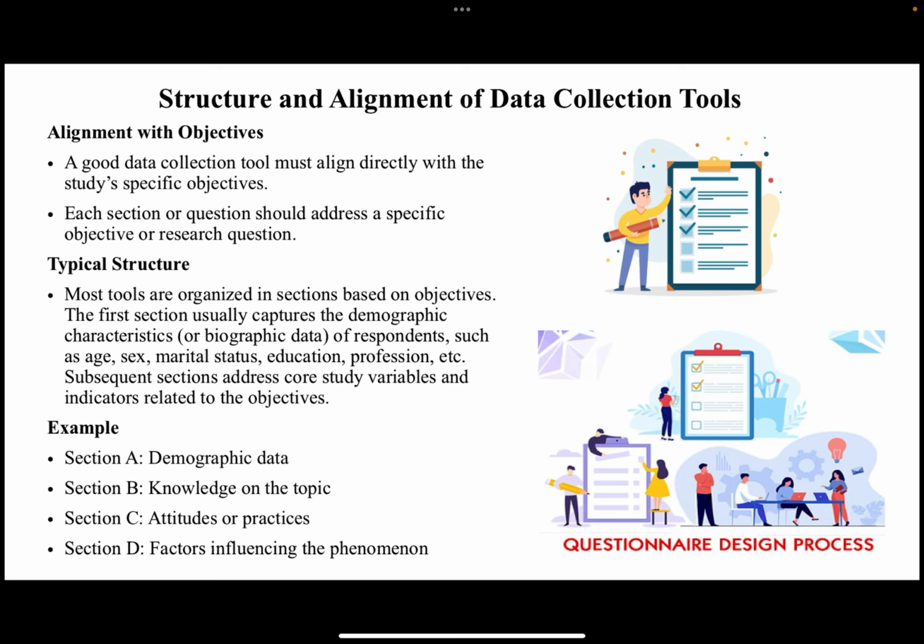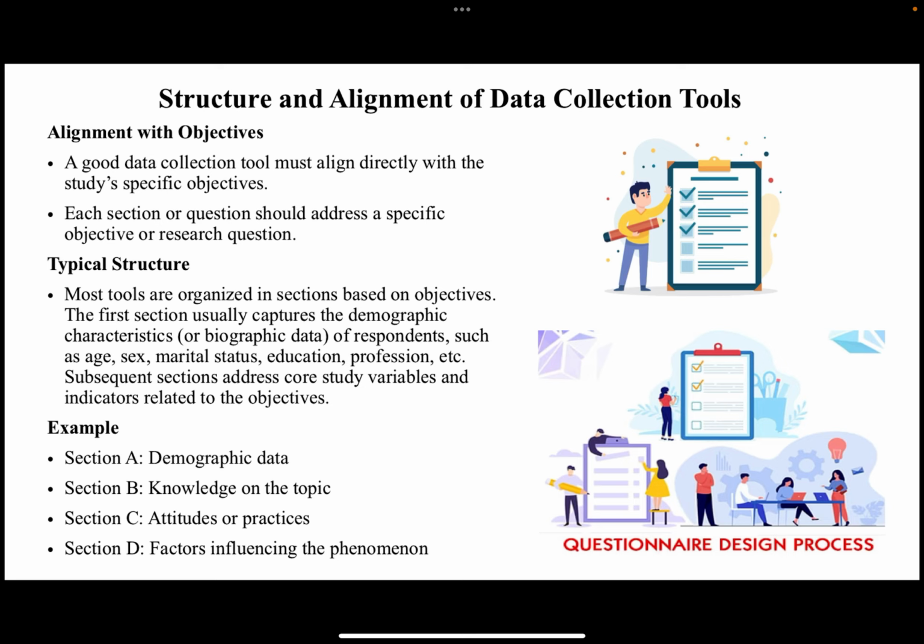Usually, for the sections, we have a compulsory section we call Section A, which is mostly the demographic or biographic data of the respondents. Then Section B should align with your first specific objective, the theme from your first specific objective. So all the questions under Section B should help us answer the research questions that you asked in the first specific objective.